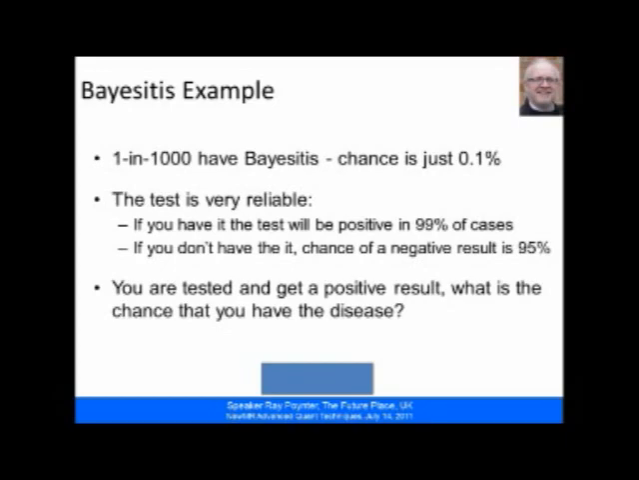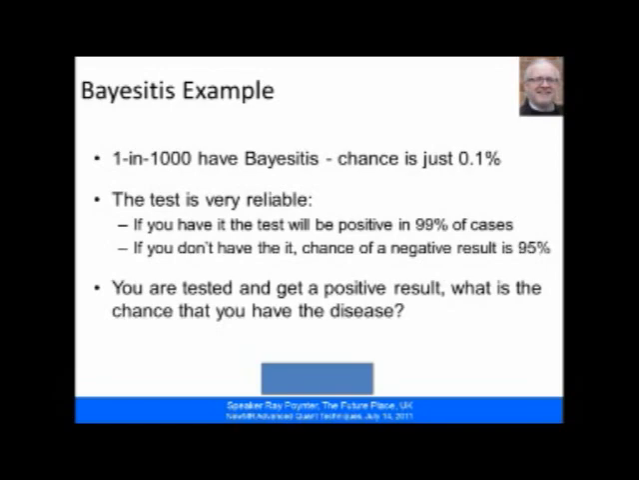So I want you to write this down on a piece of paper for me, and I will look over your shoulder in a moment. If you've got the disease, then there's a 99% chance the test will tell you so. If you don't have it, there's a 95% chance it will tell you that you don't have it. You go for the test, it tells you that you've got the disease. What's the chance you've really got it?